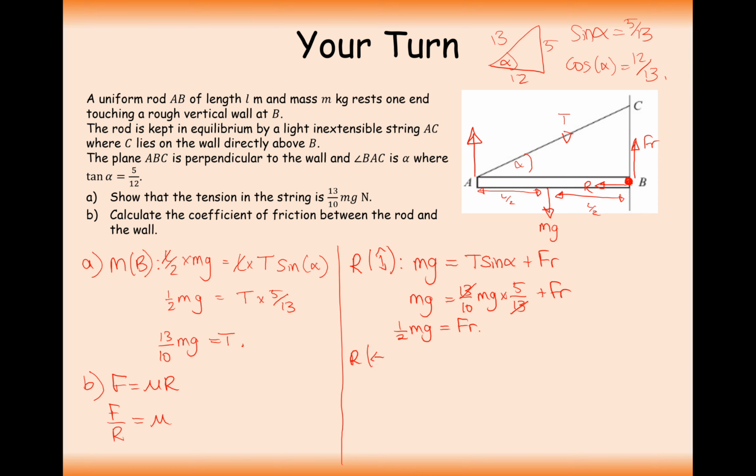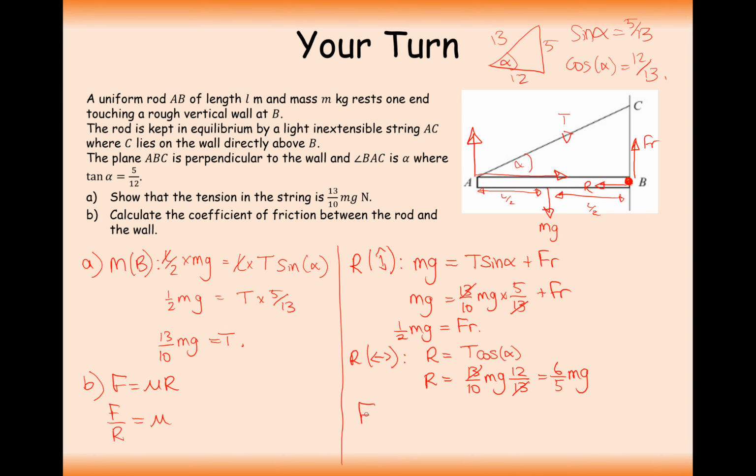Resolving horizontally now, we're going to work out the value for R. In this case, R is the force acting to the left, and the force acting to the right is going to be T cos alpha, because that's going to be the adjacent side of this right-angled triangle here. That's going to be 12 over 13, so R is going to equal 13 over 10 mg, that's the value for tension, times 12 over 13. Cancel, 6 over 5 mg is the value for R there.